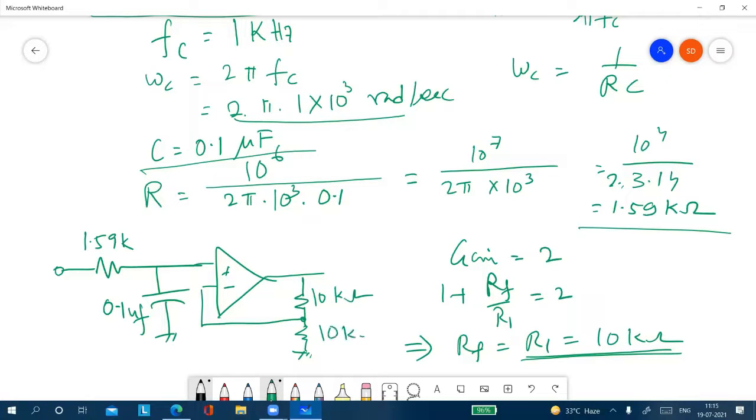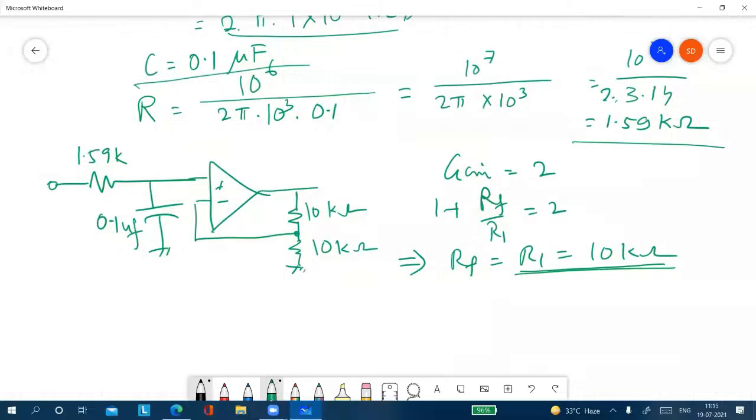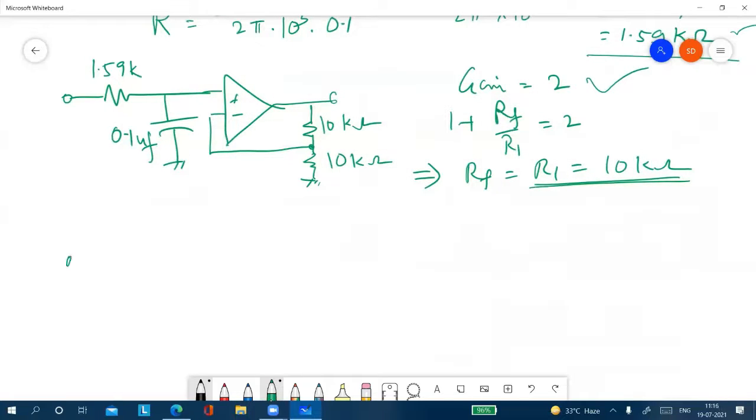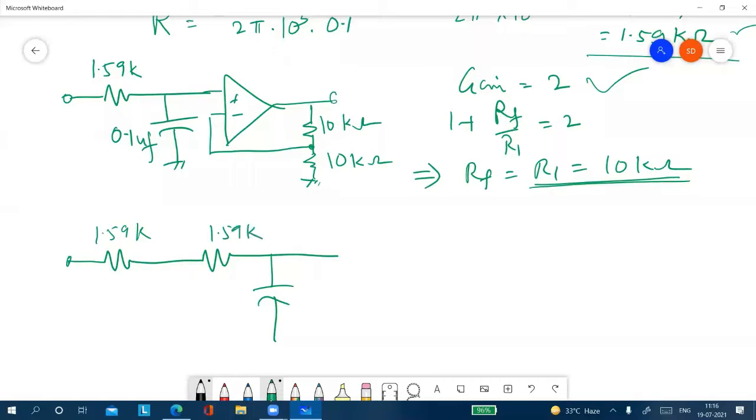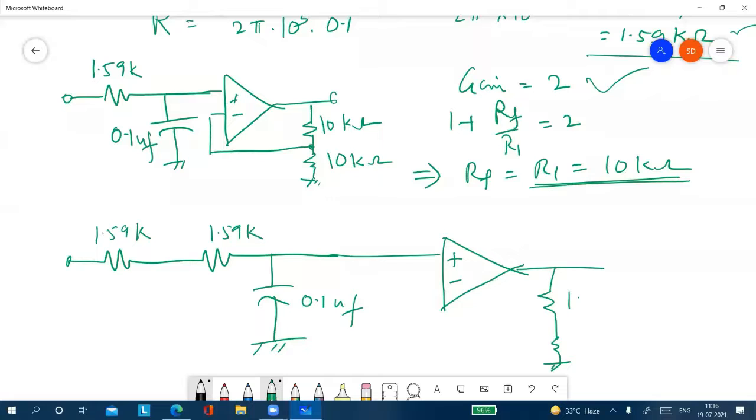We already know all these things. So this is the circuit diagram of a first order low pass filter whose pass band gain is 2 and the cutoff frequency is 1.59 kilohertz. Similarly, if you have a second order filter, it is the same: here this is C, 1.59K, 1.59K, and this is 0.1 microfarad, this is 0.1 microfarad. If we consider pass band gain equal to 2, then this will be 10 kilo ohm, and here we have a capacitor.